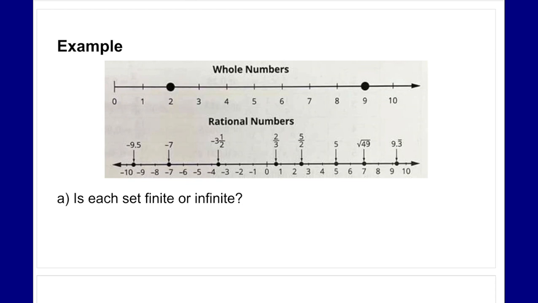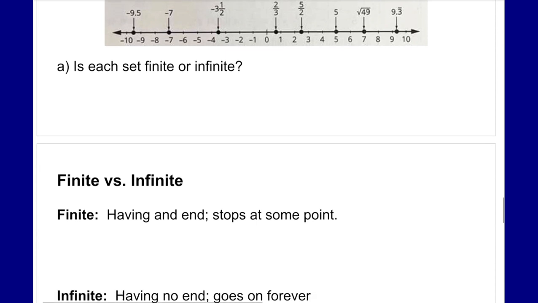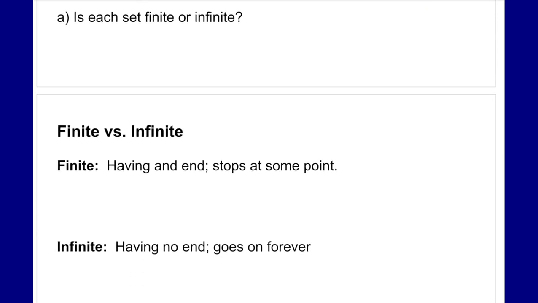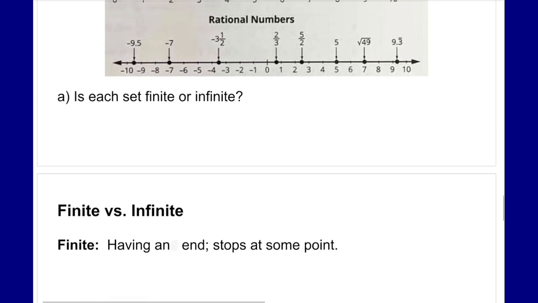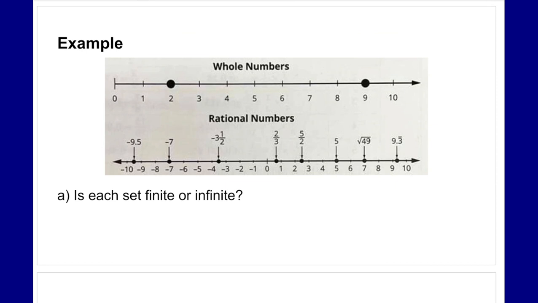If you're not too sure what those two words mean, we did talk about them already, but just jumping ahead, finite means having an end. It stops at some point. Infinite means having no end. It goes on forever. So going back up to our number line, even though we see certain values, the arrows indicate that it continues. So the pattern continues, or we go on to 11 and 12 and so on.